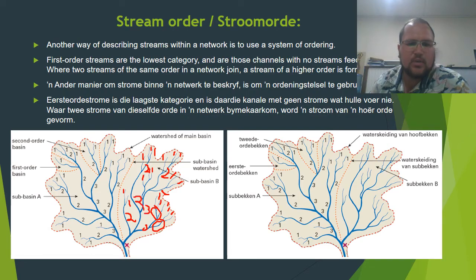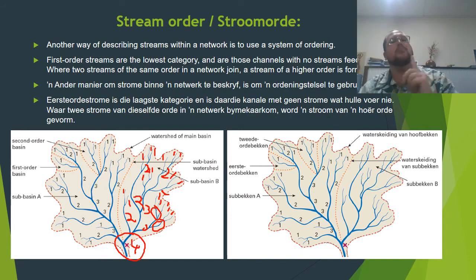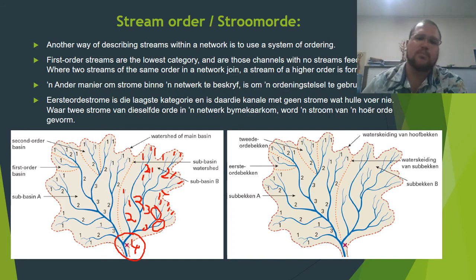We stay a third order. So that means down here are two third order streams flowing together. That will be a fourth order, and a third order flowing into each other. So that means at X, at the mouth of the river, it will be a fourth order stream.